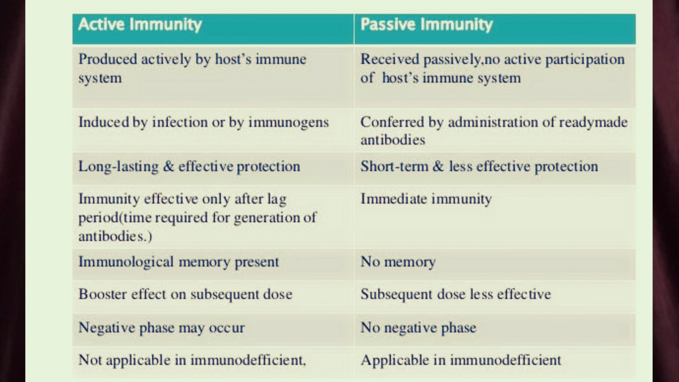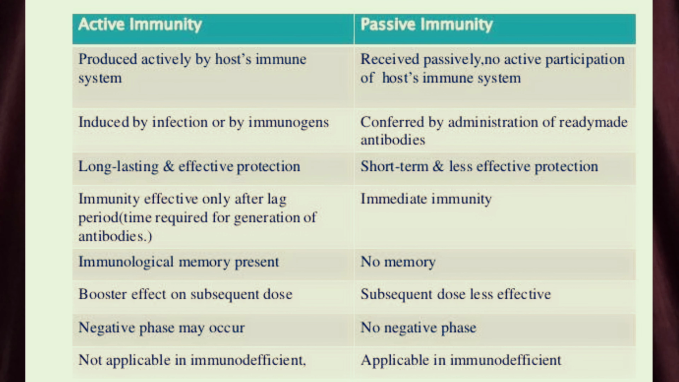Now we will see the difference between active immunity and passive immunity. Here you can see that active immunity is produced actively by the host immune system, whereas passive immunity is received passively, with no active participation of the host, meaning the person's immune system. Active immunity is induced by infection or by immunogens, whereas passive immunity is conferred by administration of ready-made antibodies.